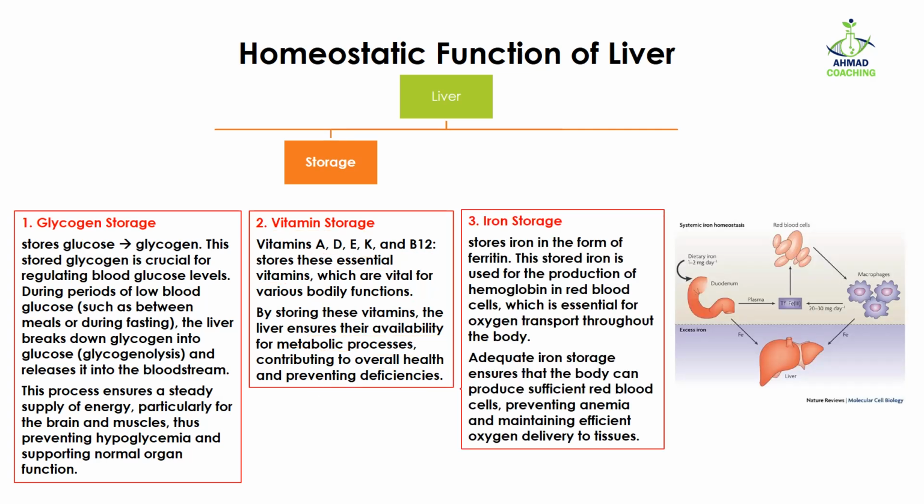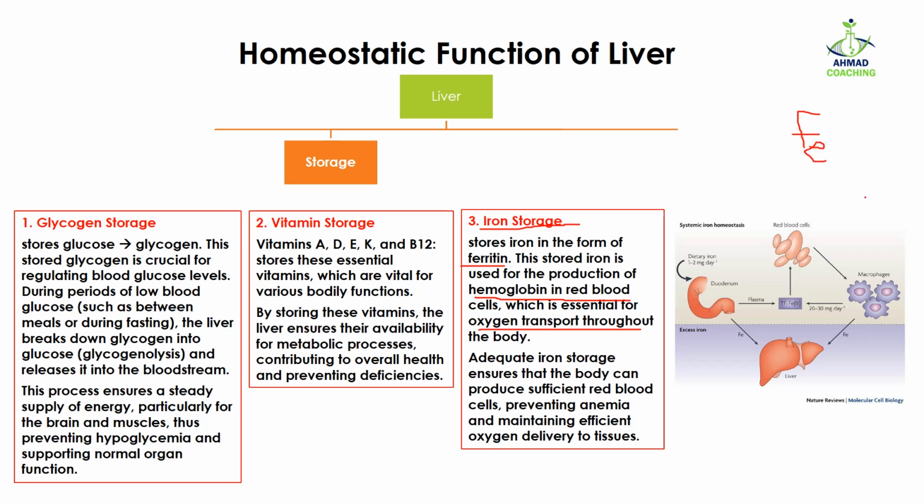The third storage function of the liver is iron storage. The liver stores iron in the form of ferritin. This stored iron is used for the production of hemoglobin in red blood cells, which is essential for oxygen transport throughout the body. So iron is the main part of hemoglobin.